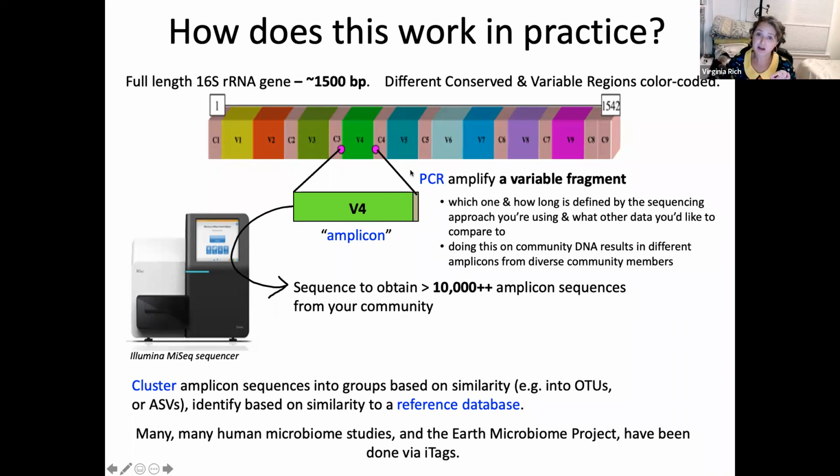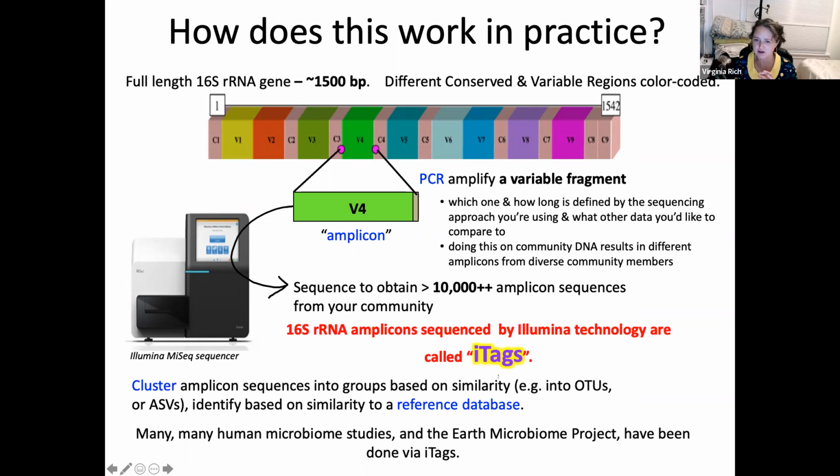If you do this on a whole community and then sequence your pool of amplicons, that results in a mixture of amplicons that you sequence to produce 10,000 or many, many more amplicon sequences from your community. You then cluster those amplicon sequences into groups based on similarity, either sequences that are identical if you're just doing ASVs or 97% if you're doing OTUs, and then you identify them by how similar they are to your reference database. That's the general principle of this kind of tagging approach. Many, many human microbiome studies, even now, and the Earth Microbiome Project have been and are done via iTags.